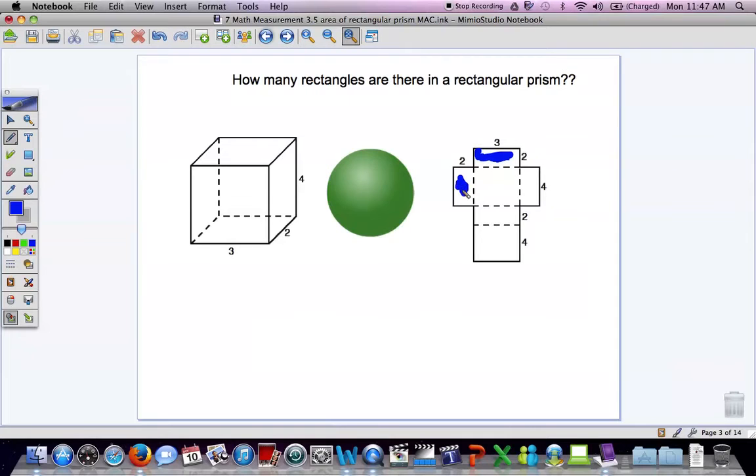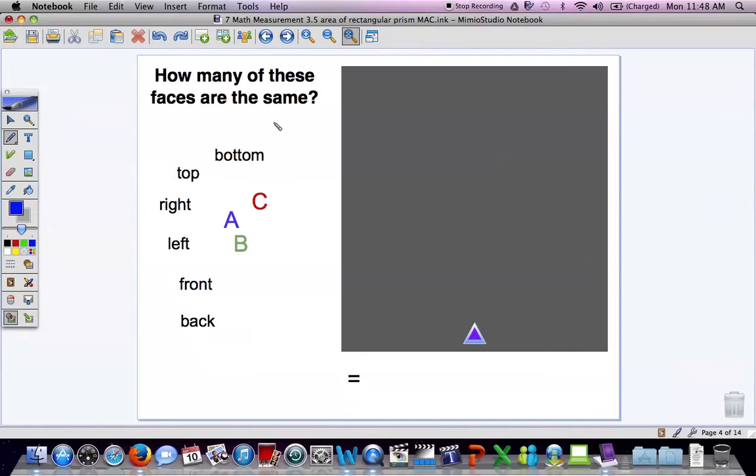There's a rectangle, there's another rectangle, another one, another. In fact, how many rectangles are there total? There's 6 of them. And once you've calculated the 6 of them and add them together, that's your area of the entire rectangular prism in this case, or a cube for the same thing.